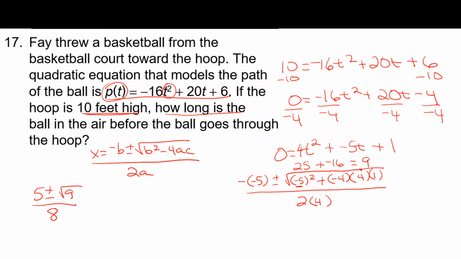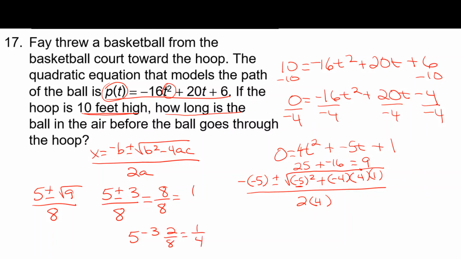I know the square root of 9 is 3, so I'm going to say 5 plus or minus 3 divided by 8. So 5 plus 3 is 8, divided by 8, which is 1. And 5 minus 3 is 2 over 8, which is 1/4.